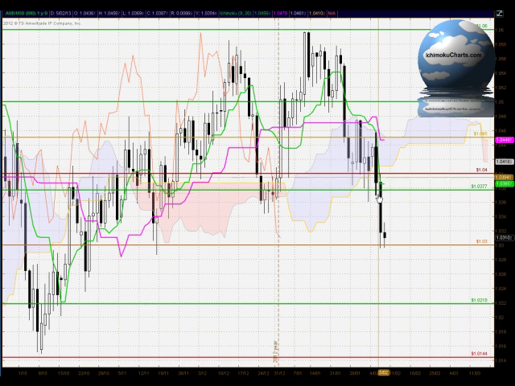Now, obviously, there is solid resistance overhead for this market now too, if the market does attempt to rally, around this 103.77 level. And we can see here that the market tested to that level fairly recently and was rejected from that level, and it held as support. So if we do see the market attempt to rally, that will be fairly strong resistance.